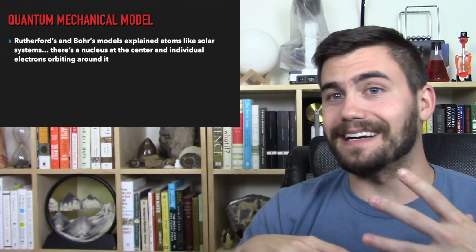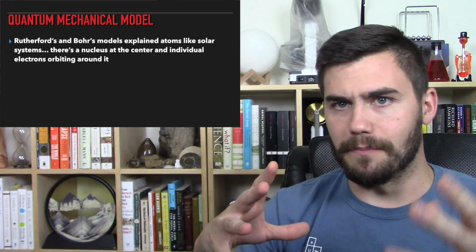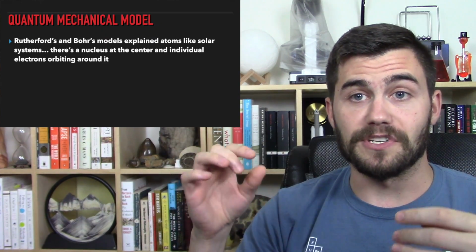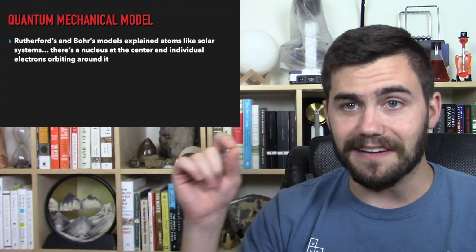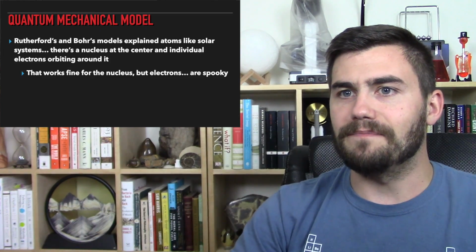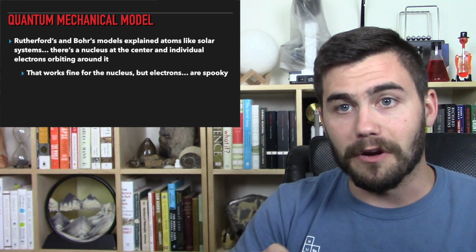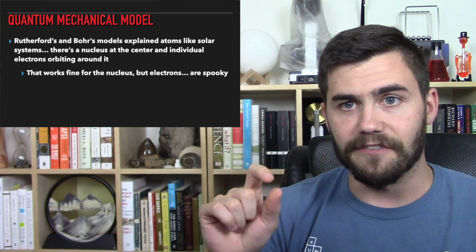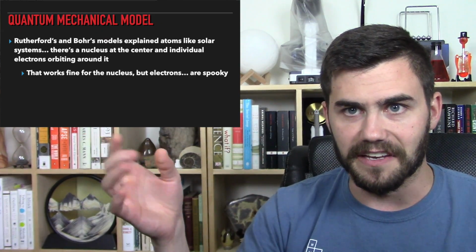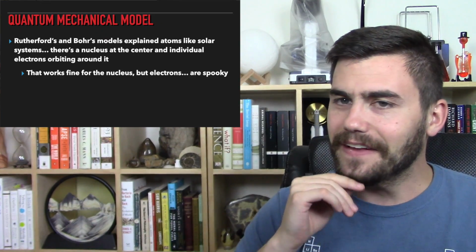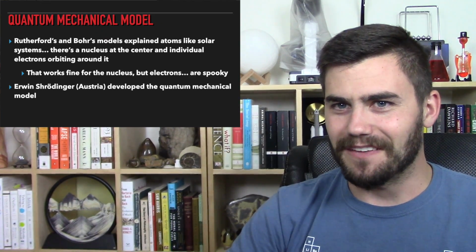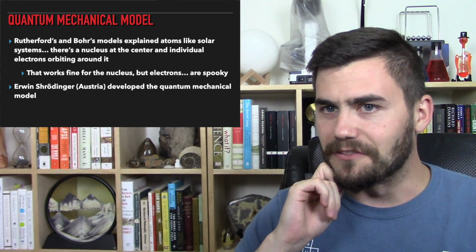So I said this, the Rutherford and Bohr models describe the atom and the electrons particularly like planets in a solar system. But while that does work for the nucleus, which definitely has a certain dimension and definitely stays put, kind of like the sun does, electrons are, the term that's been used for them is spooky. Electrons can do unbelievably strange things.